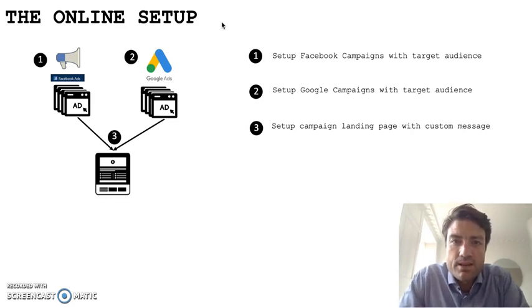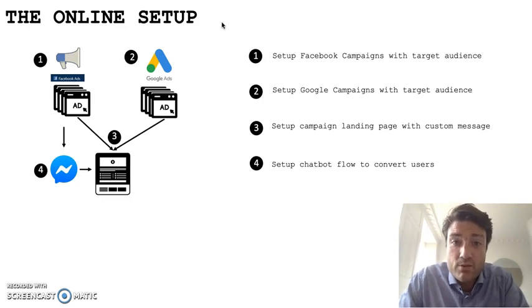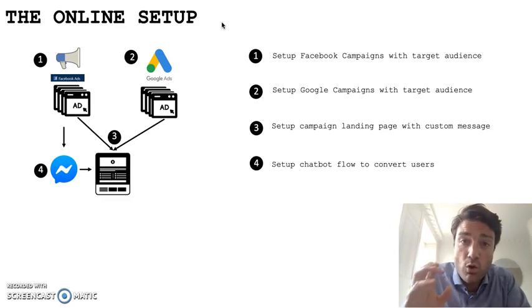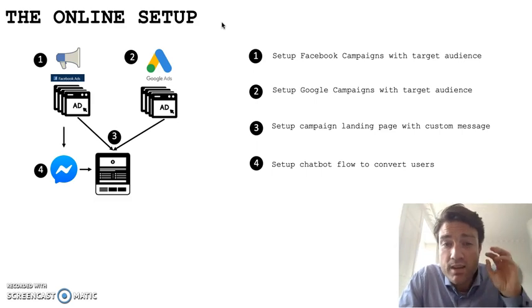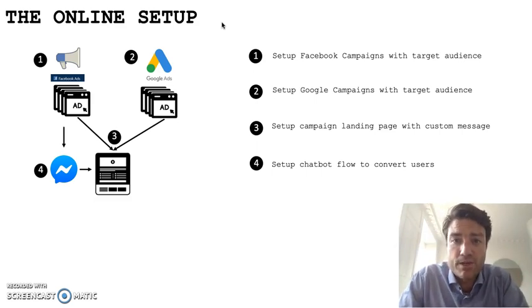The third step is to divert traffic from these ads into a landing page. So the landing page is essentially a website, but it's optimized in terms of getting traffic from that specific ad. Then we have a chatbot that can both be on the website and we can get traffic to directly from Facebook. So the chatbot helps us qualify customers, follow up on them, and persuade them to buy your product.